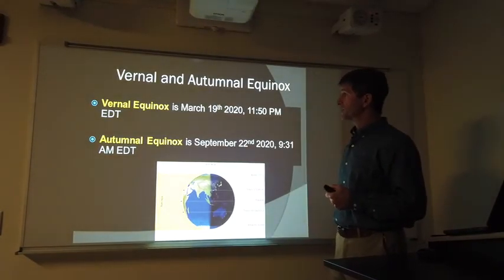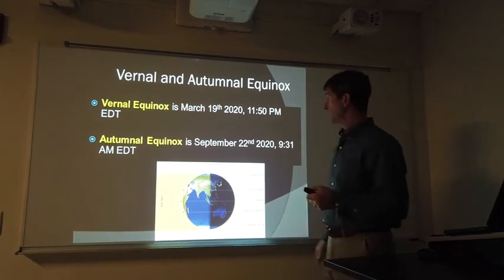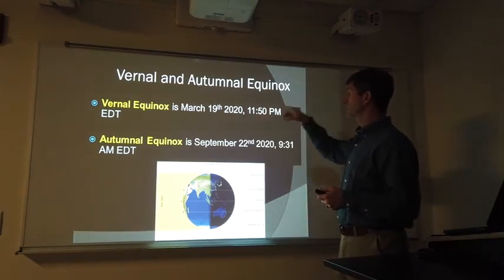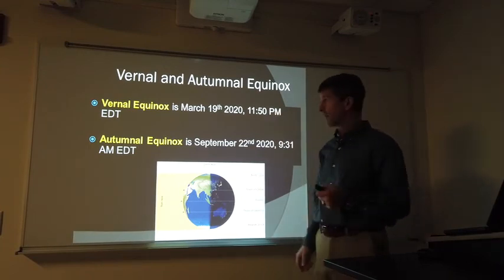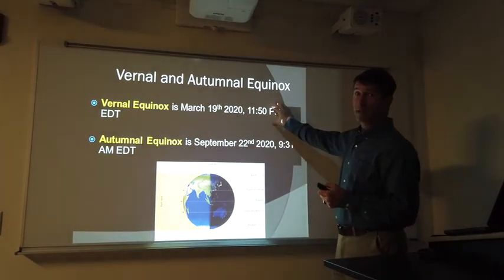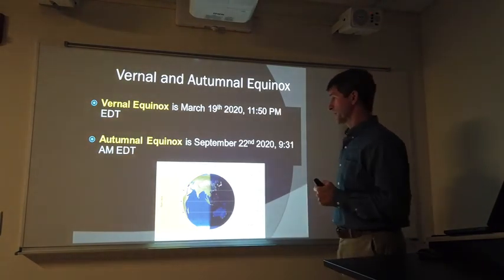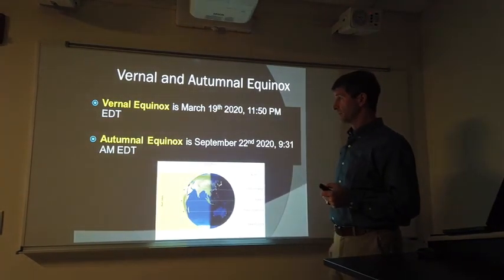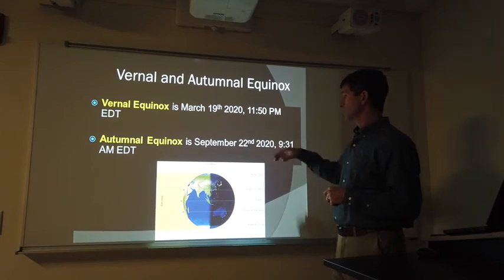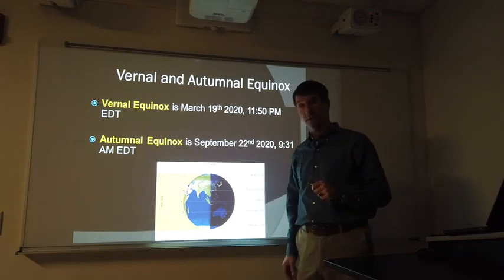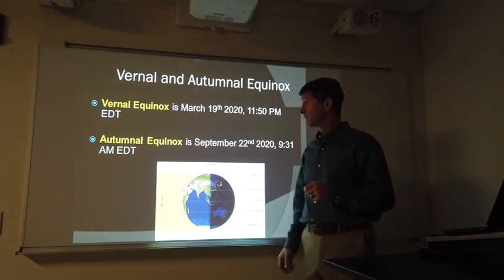The vernal equinox is March 19th, 2020 for the northern hemisphere. It happens at 11:50 p.m. Eastern Daylight Time. What is the vernal equinox for us is the autumnal equinox for the southern hemisphere. The autumnal equinox is September 22nd, 2020, at 9:31 a.m. And this is what the Earth looks like during the equinox.